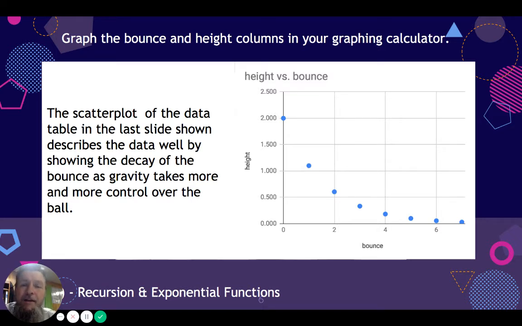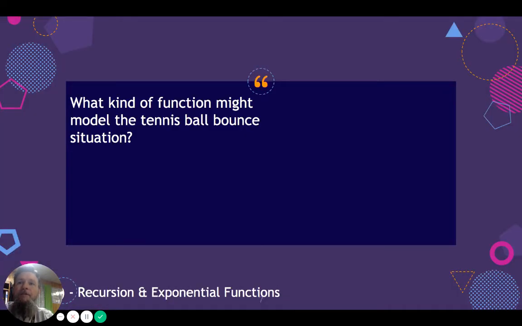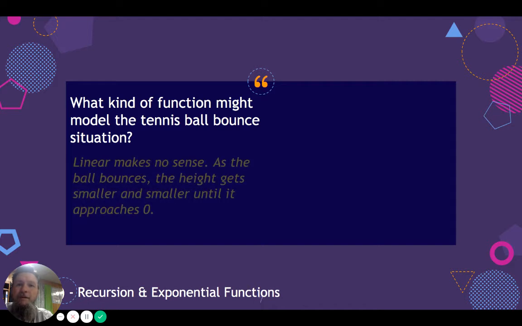So it takes it down to the Earth and it bounces back up, and gravity takes a hold again, and it goes back down to the Earth and bounces back up, until gravity takes so much control over the ball, it can no longer bounce. All right. Now, what kind of function might model the tennis ball bounce situation?